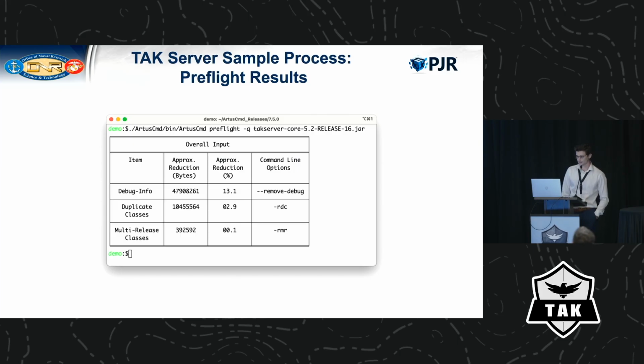And so here's a brief example of what ARTIST command looks like from a command line standpoint. It's using the analysis tool called Preflight. It takes less than 60 seconds to analyze the TAK-Server core and determine how much size can be reduced based on these different command line options. For example, if the user wanted to remove the debug information, roughly, or at least at the minimum, 13.1% can be reduced, roughly 3% for duplicate classes, and 0.1% for multi-release classes.